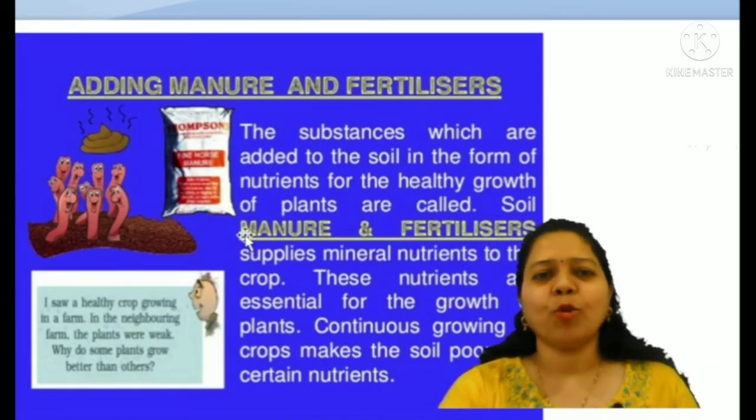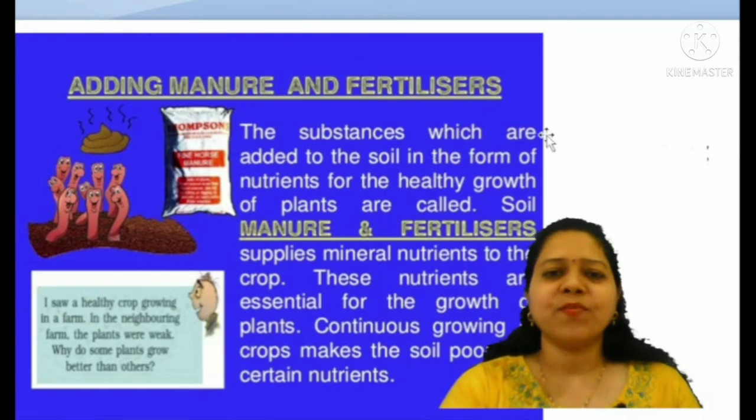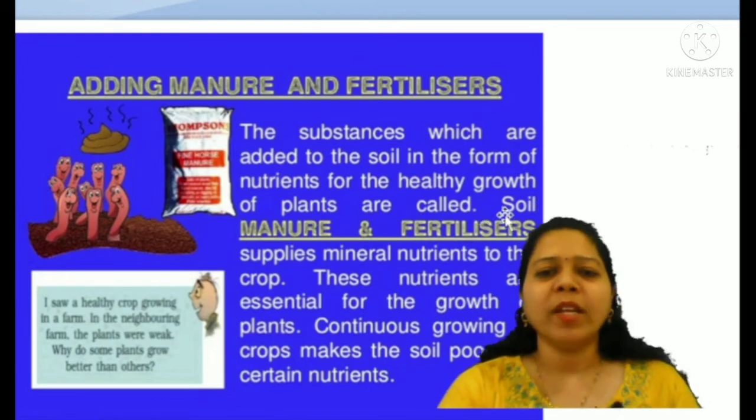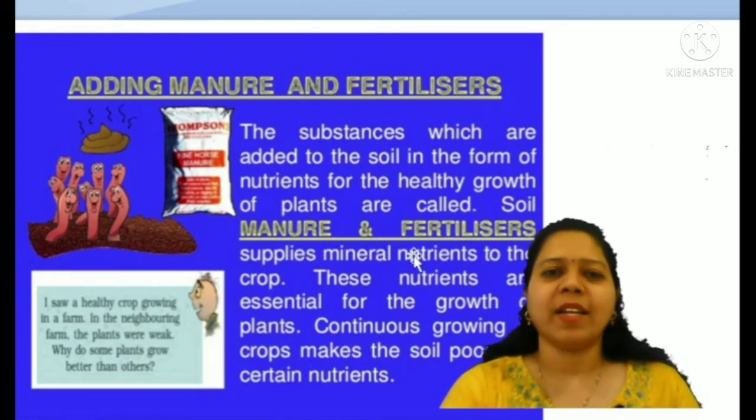Now, the next step in crop production is adding manures and fertilizers after sowing seed. The substances which are added to the soil in the form of nutrients for the healthy growth of plants are called soil manures and fertilizers.